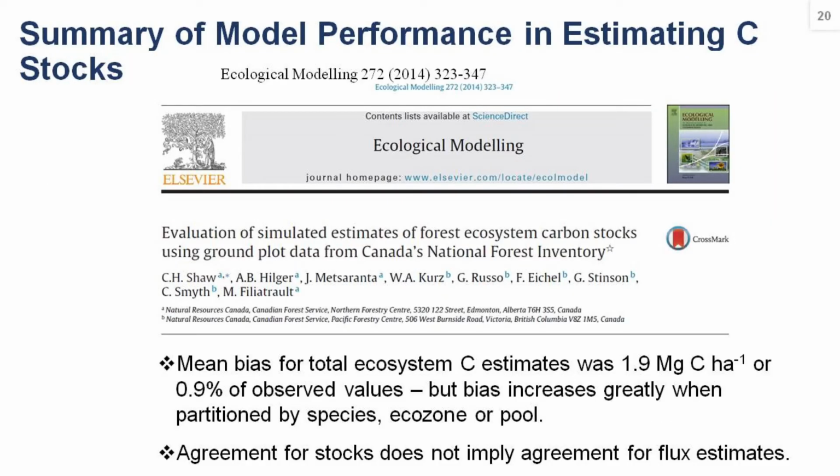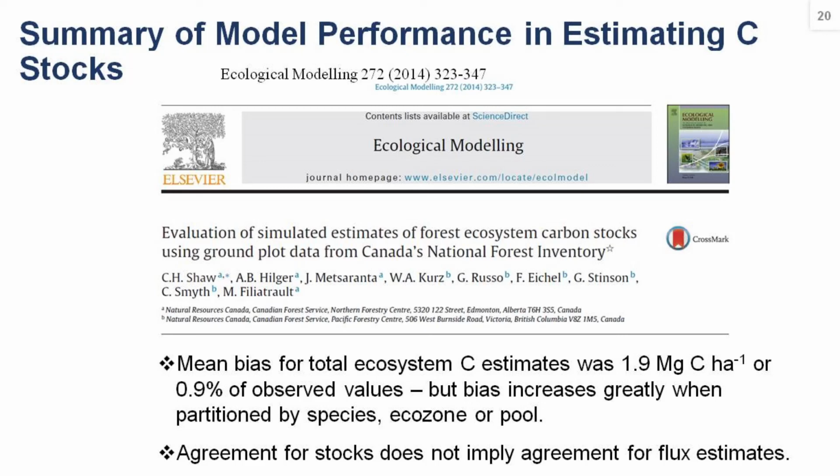So, how well does this work? The CFS Carbon Accounting team published a paper in 2014 that involved a massive undertaking and 5 years of work that involved running the CBM CFS3, which the GCBM is based on, against approximately 600 national forest inventory plots, and the result was a mean bias for total ecosystem carbon of about 0.9% of observed values, almost exact. This was the good news.